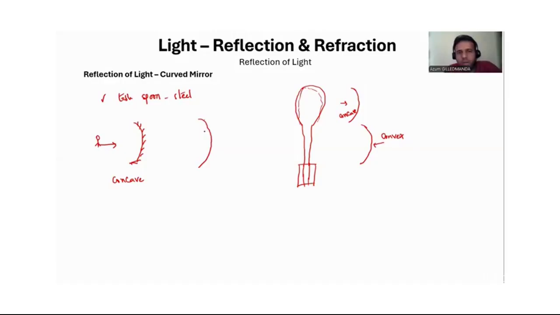Then what is convex? For convex, this side is painted. That means the object can be on this side, and this side is the mirror. If we consider a circle or a spherical object, then the inside of the spherical object is concave. The outer edge of the sphere is convex.